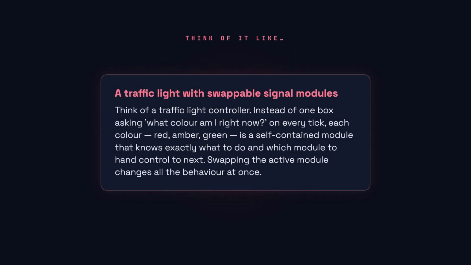Here is a mental model that makes this click. Imagine each traffic light phase as a small interchangeable cartridge plugged into the controller. The controller itself never needs to know the details of any phase. It just delegates to whichever cartridge is currently inserted. When that cartridge decides its time is up, it swaps itself out for the next one. The controller's code never changes, only the active cartridge does.